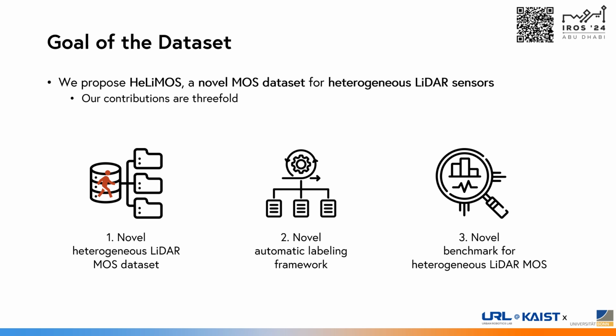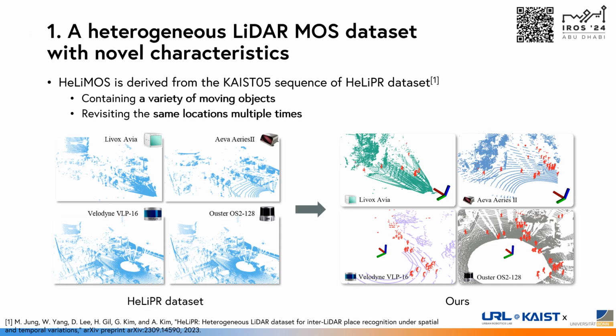Our contributions are threefold. To provide a clear context, we will now explain each of our contributions in detail. Our first contribution is that HeLiMOS provides point-wise MOS labels and shows novel characteristics not found in existing datasets. HeLiMOS is derived from the Case 05 sequence of HeLiPR, which contains a variety of moving objects and revisits the same locations multiple times. HeLiMOS inherits these characteristics.